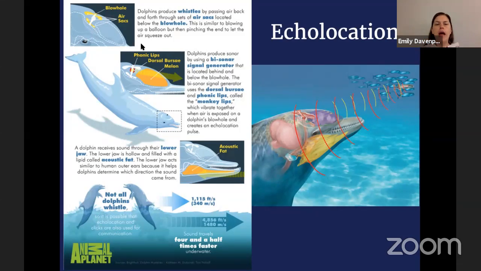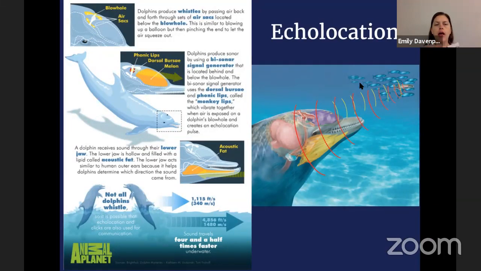Inside their heads, they're able to produce that clicking sound. They have what they call phonic lips or monkey lips, maybe because they look like the lips of a monkey, I'm not sure. They are able to vibrate them together. They send out this click and it hits maybe a fish, and then that click bounces back, makes its own sound, and is absorbed through their jaw.